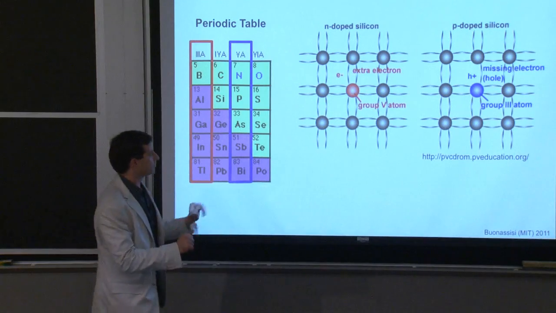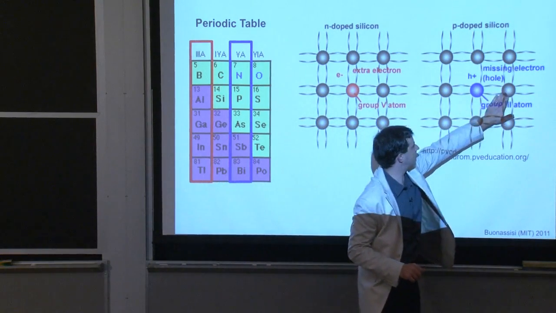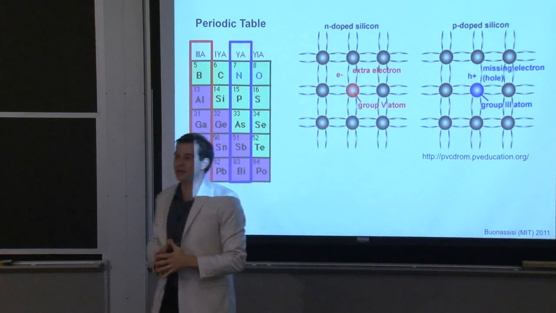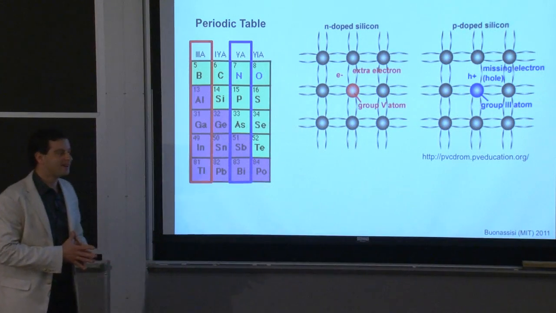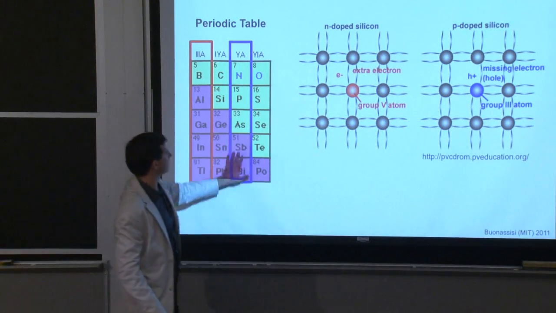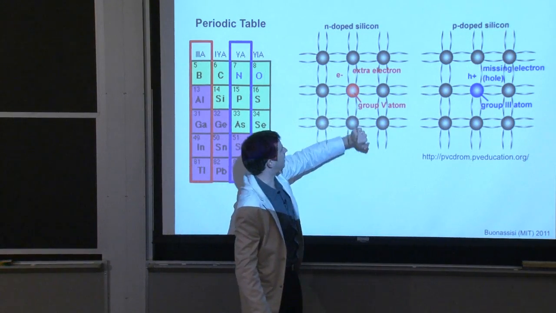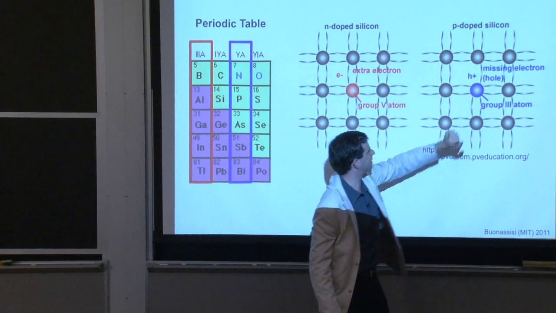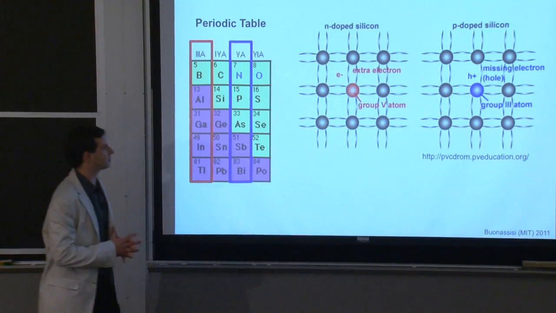Now, those 3 will form bonds with 3 silicon atoms, and then you'll have a missing bond, a missing electron, if you will. That will be a hole. So with phosphorus, or group 5 elements in silicon, we can dope the material with electrons, and with group 3 elements in silicon, we can dope the material with holes.